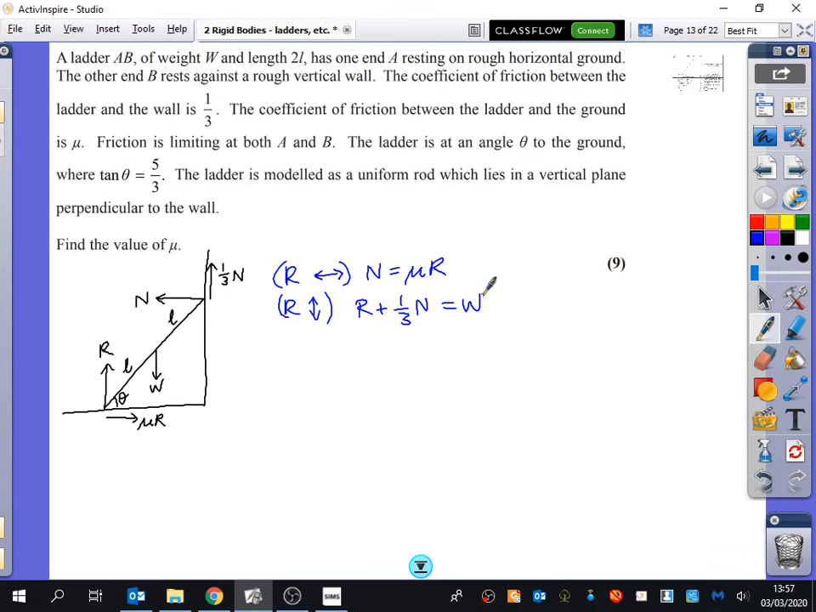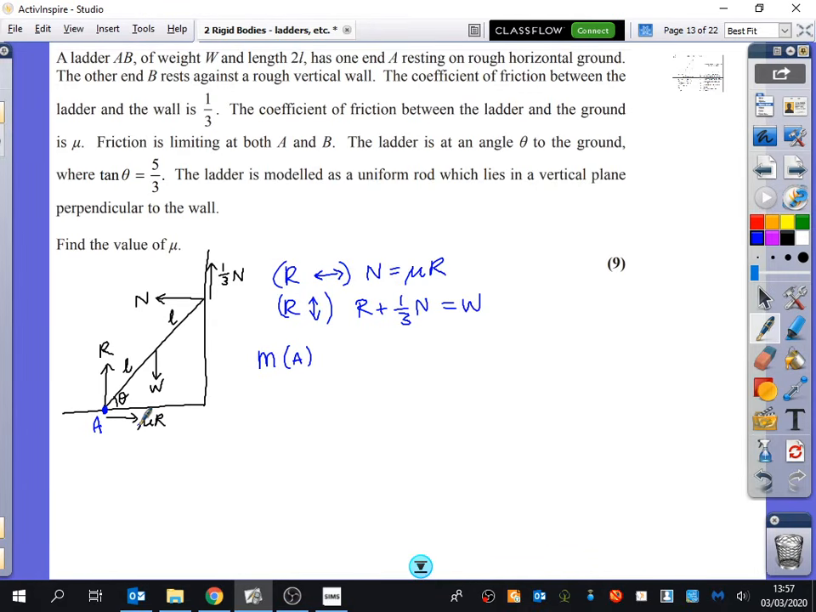Who wants to do the harder part with me? The moments part. In fact, I might do the moments part because this is my example to really show you guys. So we're going to take moments, and I haven't actually labelled where the different points are because sometimes it gets a bit too busy, but that's A and the other end is B. So I'm going to take moments about A. I could take moments about B if I wanted to, but this is a good place to do it because I'll get rid of R and I'll get rid of mu R. But it doesn't really matter. You can take moments at either of those places.